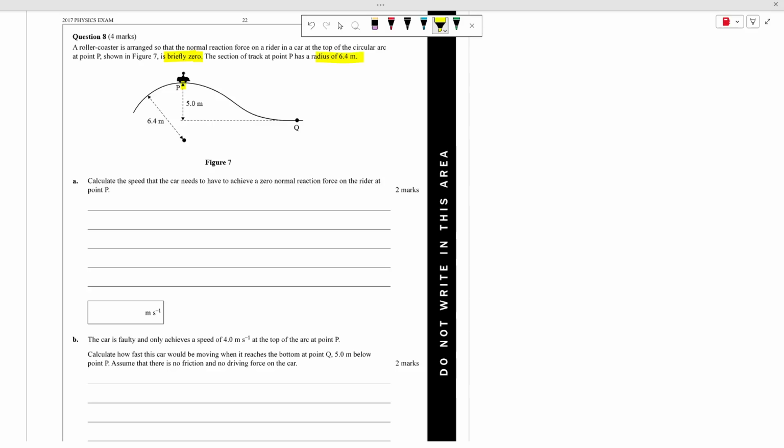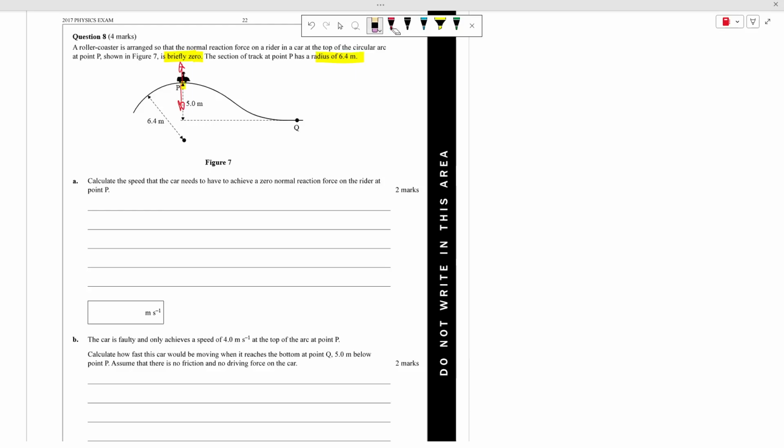Calculate the speed that the car needs to have to achieve a 0 normal reaction force on the rider at point P. Now, I'm not going to go into where this formula is coming from. Go back to the notes and read through them, and then write this formula down on your cheat sheet. But basically, for there to be 0 normal force at the top here, all of the force acting on your rider at that point is going to be just gravity. Because if you were going up there, you'd have a normal force pointing up and gravity pointing down, but the net force would still have to be down because that's where the center of your circular path is.